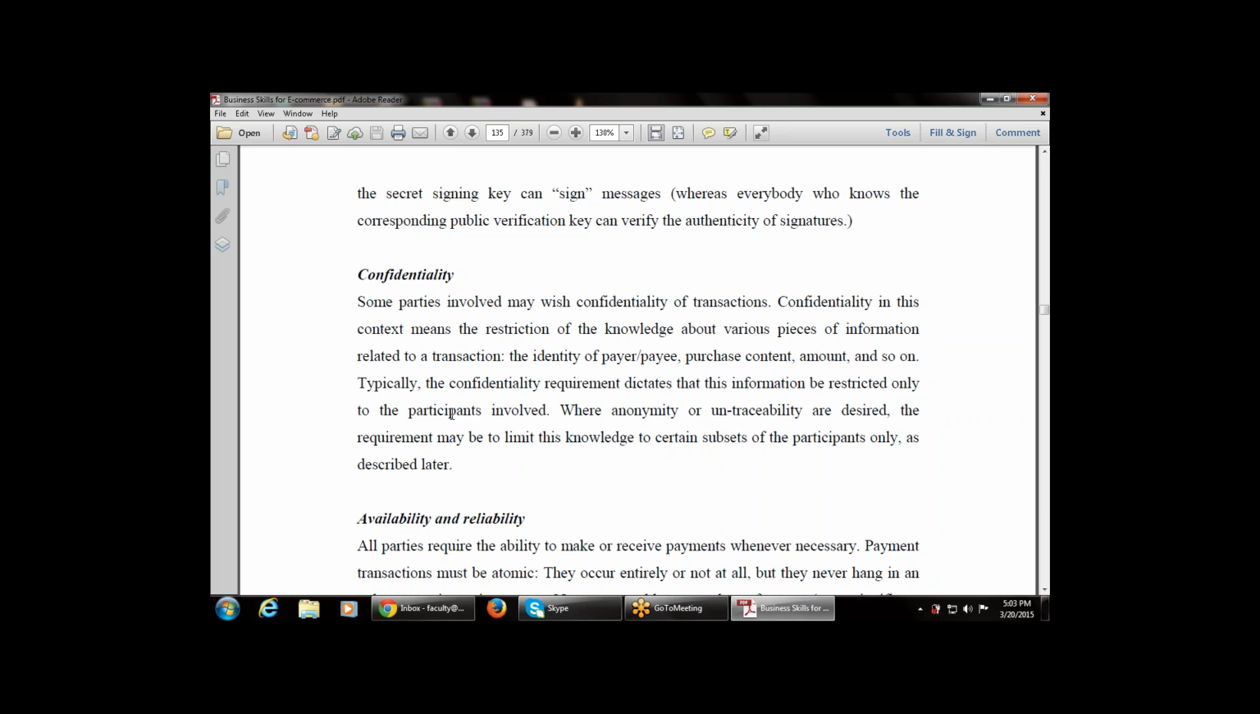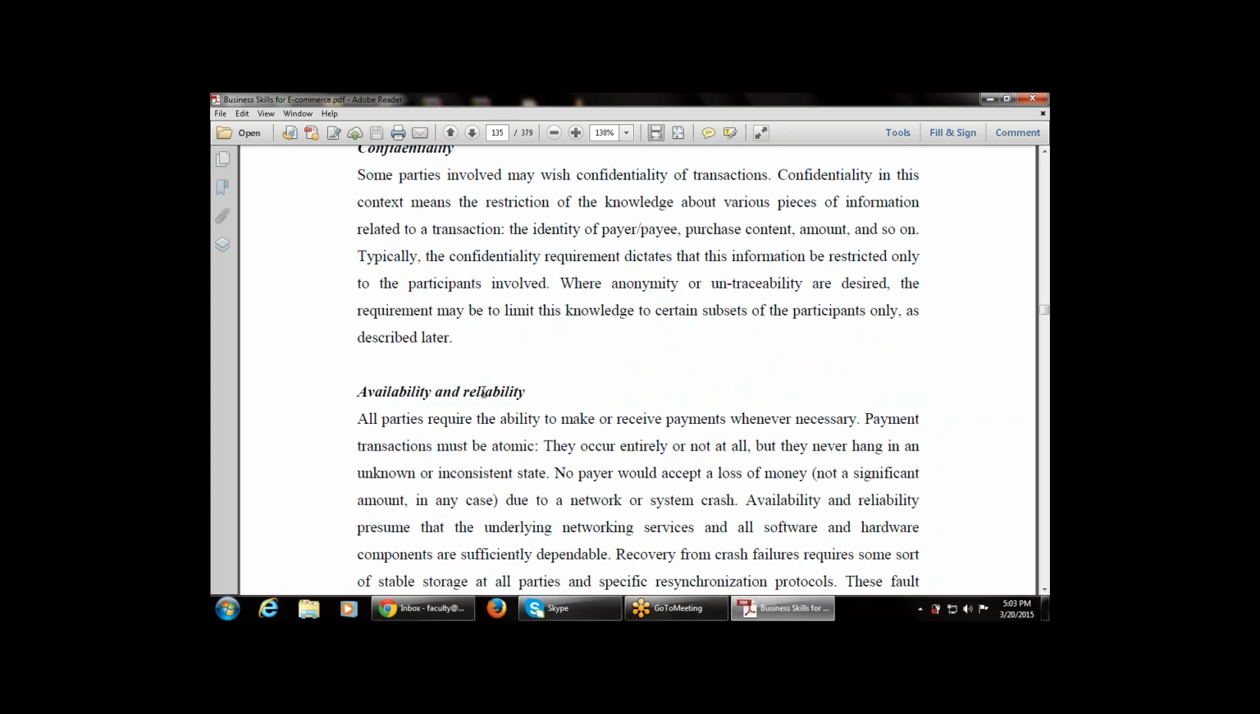That is, the information is available to the concerned persons; that is also a security requirement. And reliability: whatever the information, we can rely on the information that is given by the user.